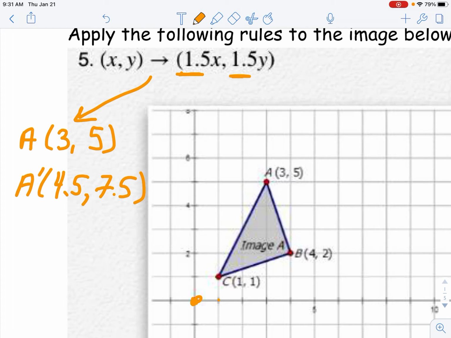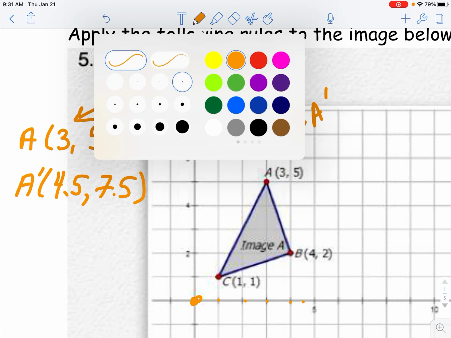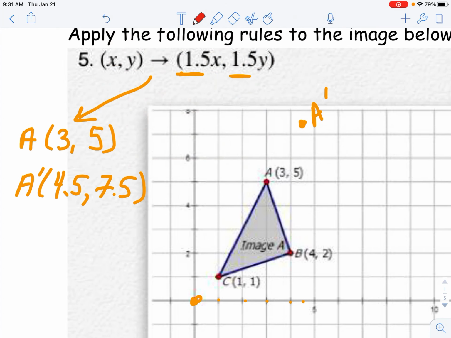So then A prime is at 4.5, so 1, 2, 3, 4, 4.5. Then at 7.5, so 6, 7, boom. That's where A prime is. And then same thing, B. I'm not going to rewrite B, but I'll write out B prime. So that's going to give me 6, 3.